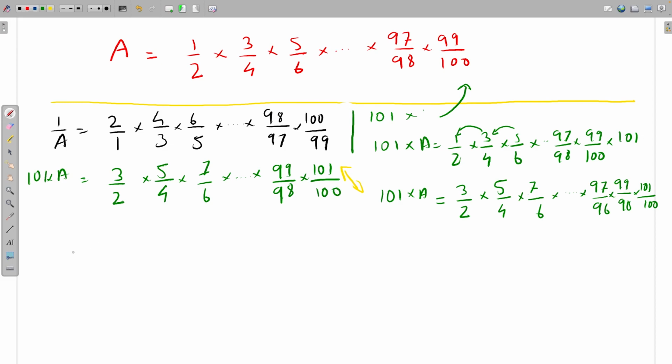Now here we have around 50 terms, and here we have around 50 terms. So what I'm going to do is compare these two equations.